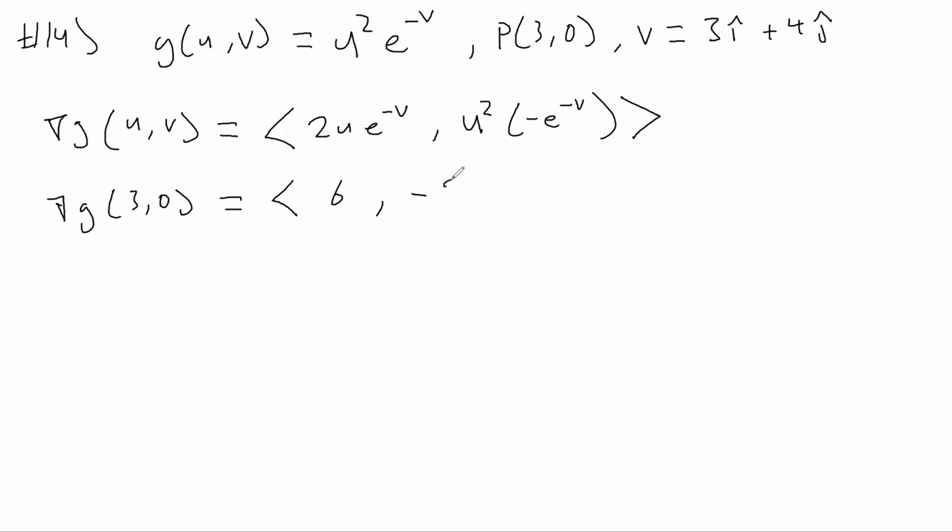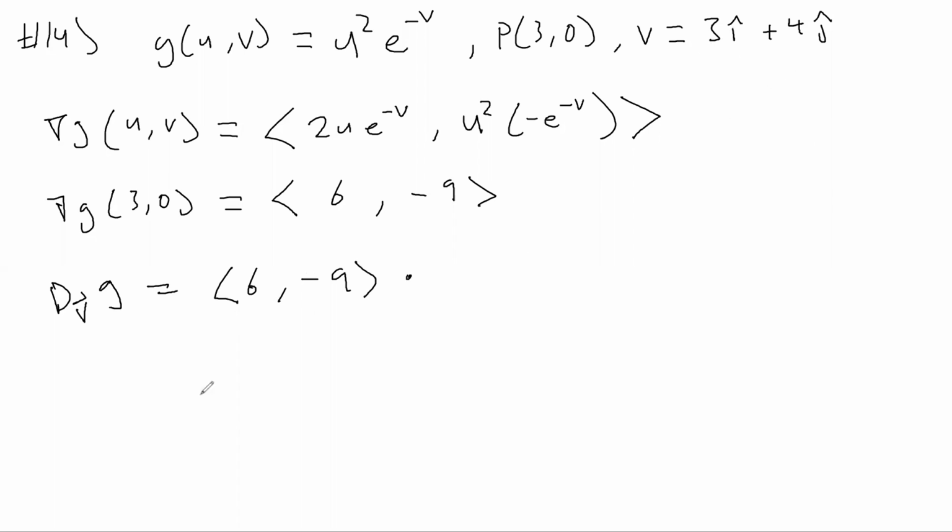Yep. Okay, negative. There we go. Okay, so we have the gradient vector g. Now the only thing we need to do, or we need to actually normalize this first, because we're trying to find what the directional vector of g is on v. So we're trying to figure out what this is, right? So we're taking the dot product of 6, negative 9, and the normal vector of this.